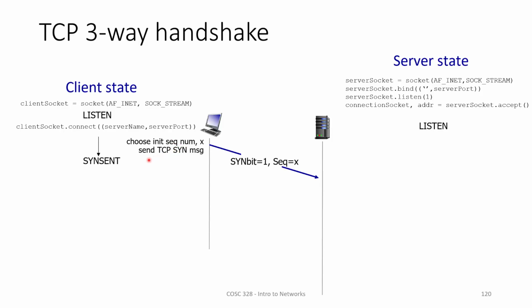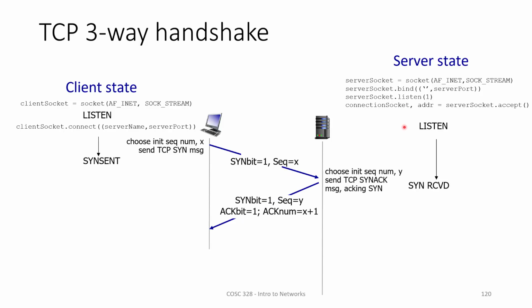And then the client also sends a TCP SYN message. The SYN message is basically just a 1-bit message. In a TCP header, just take a look at the TCP segment structure slide again. There were 3 bits that were used for connection management. So the SYN message is basically a SYN bit that is turned on. The SYN bit is equal to 1, and then it also sends a sequence number.